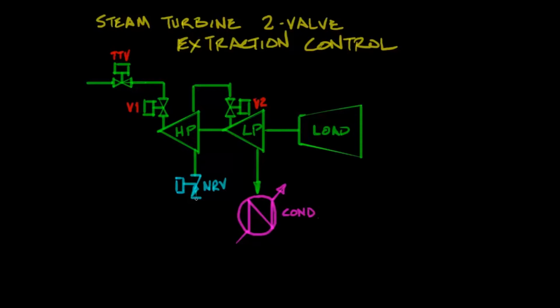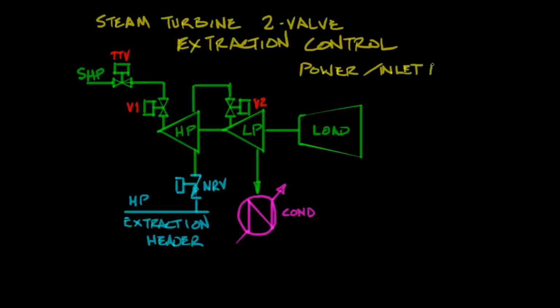If those flows aren't equal, you have extraction, or at least you will have extraction if the high pressure flow is greater than the low pressure flow. A non-return valve is in the extraction line of the high pressure, or coming off the exhaust of the high pressure stage, to block reverse flow through the machine. So we're talking again about a power inlet pressure priority setup for the two-valve algorithm, but as I said, technically it's not pressure, it's flow that we're managing.